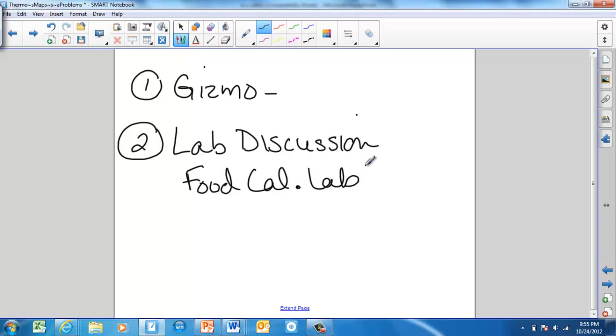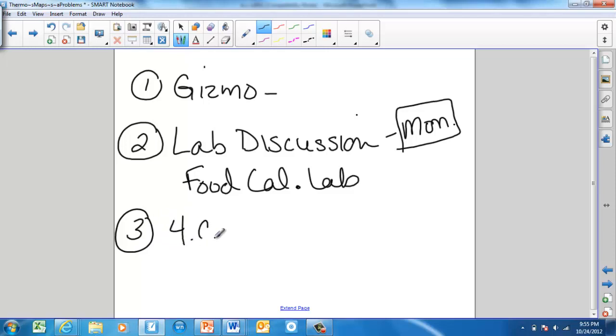The food calorimeter lab. Your final lab discussion is technically not due until Monday, but Dropbox is open and you've got the opportunity at this point to type some of that out and possibly get it done and checked off, and don't worry about it. If you get done with those 2 things, one of the next things that you can do is you can work on your 4C study guide, which you should have from the other day.